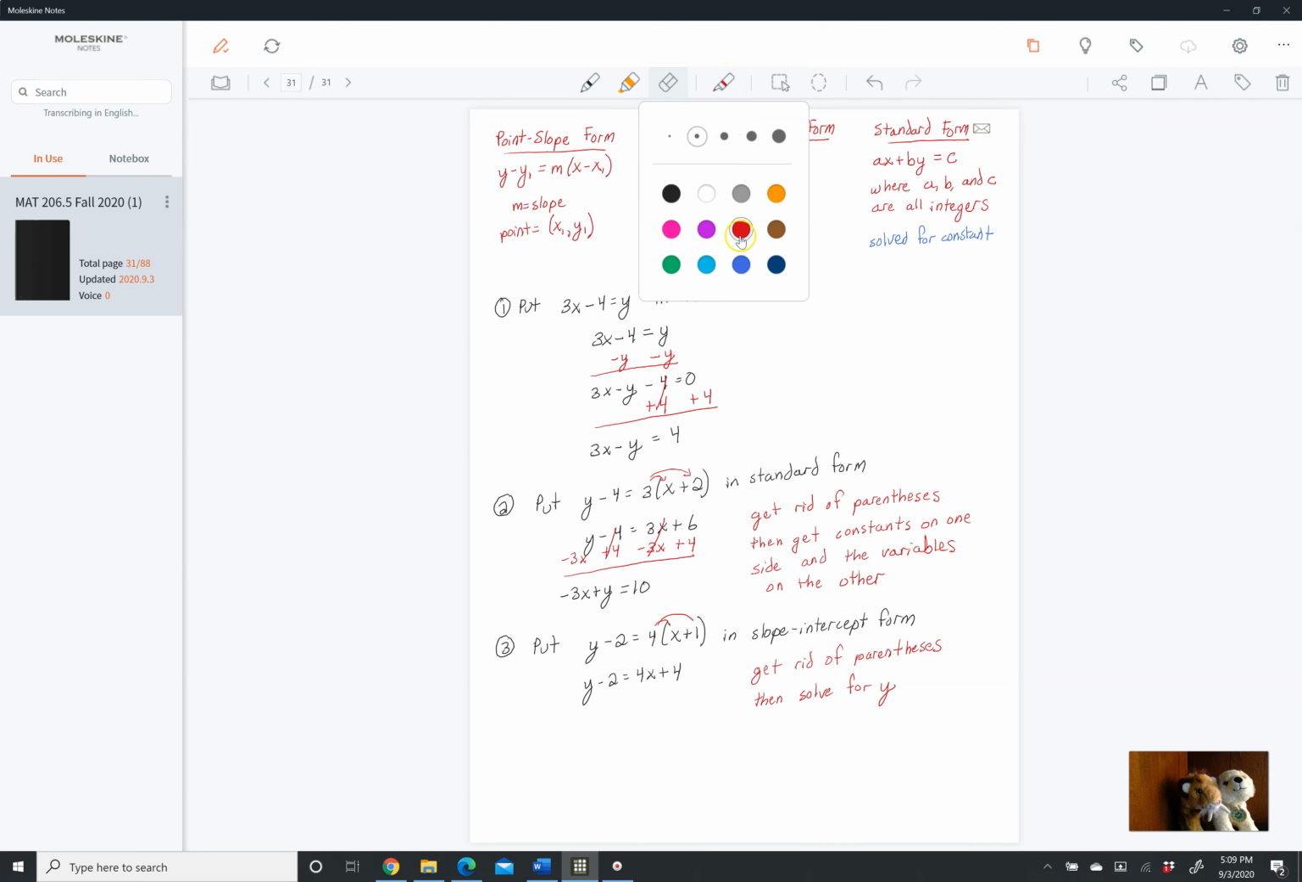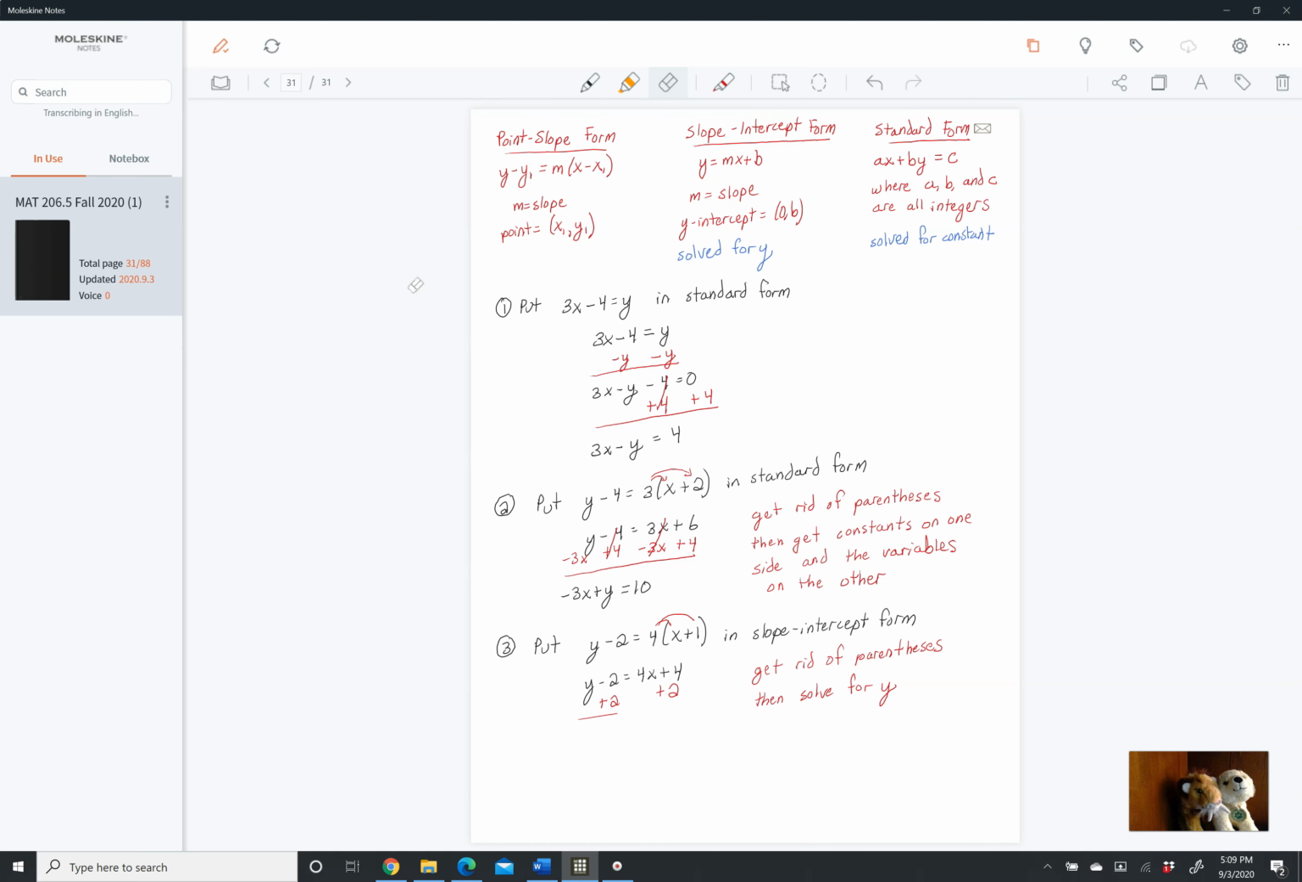So you can see none of this is all that complicated, right? These are just two-step problems. So when we add 2 to both sides, we get y is equal to 4x plus 6. Okay, so again, you're either getting your constants on one side and the variables on the other, or you're solving for y. Let's take a couple more.